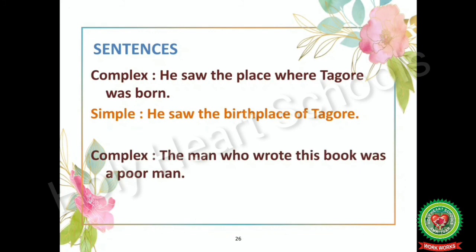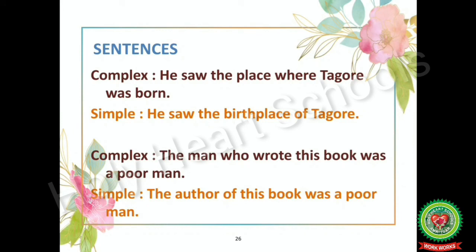Next sentence. The man who wrote this book was a poor man. Now what will be the one word for the person who writes books? That is author. So who was a poor man? The author of this book was a poor man. Next sentence.